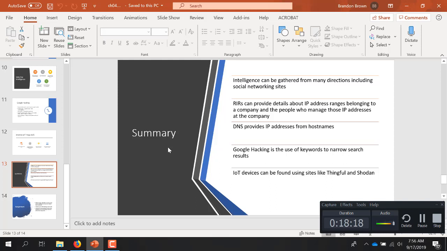And last but not least, we talked about Internet of Things, IoT devices that can be found using sites such as Thingful or Shodan in order to garner information about IoT devices. And IoT devices are typically sought after by pen testers, ethical hackers, because a lot of times they're an easy attack vector into a company.